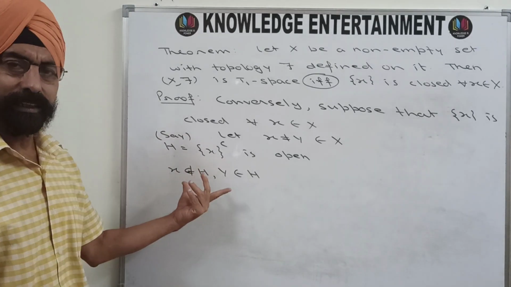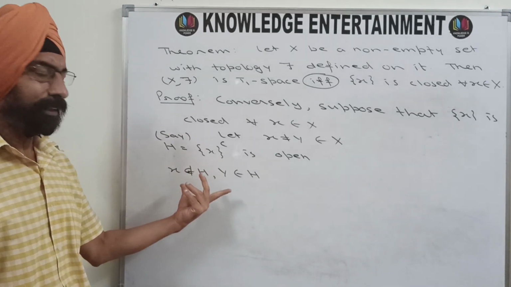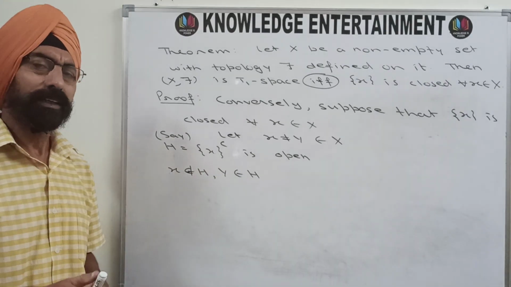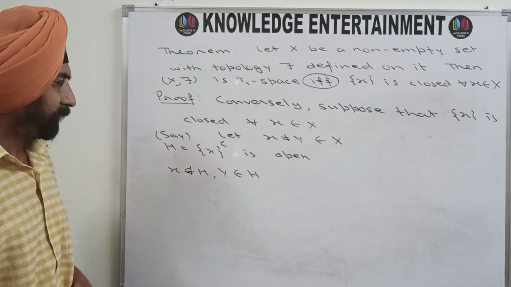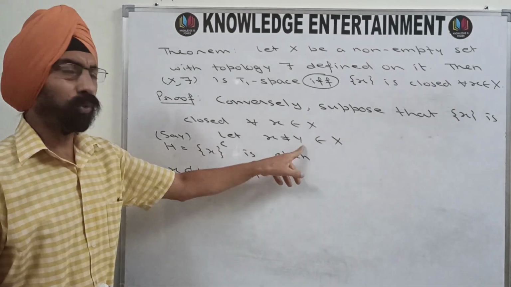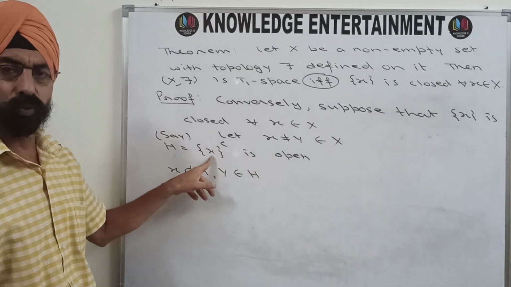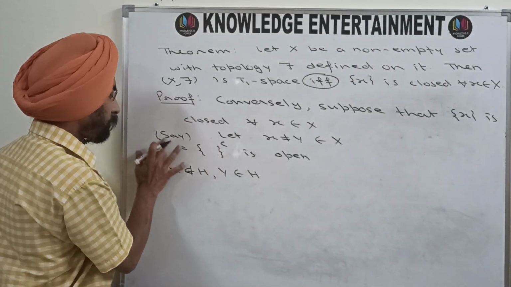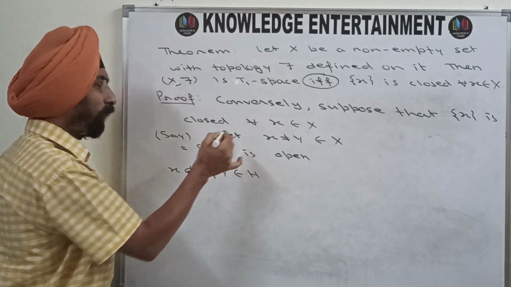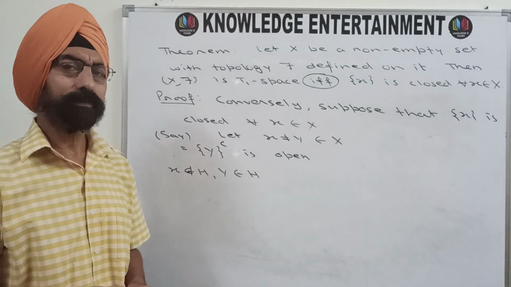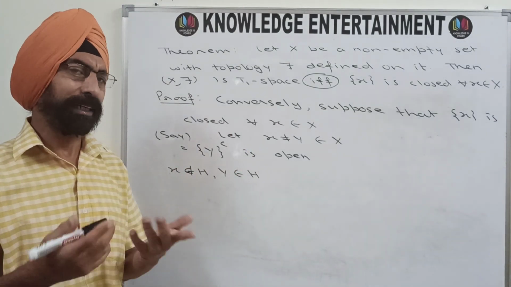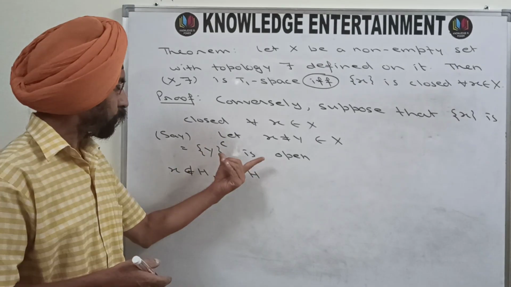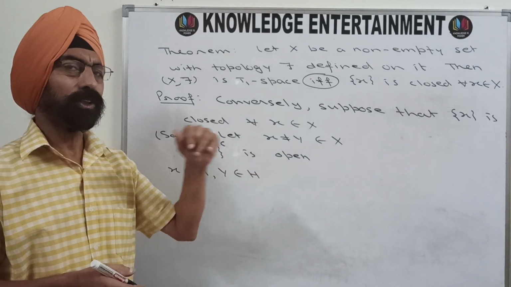So we are able to find an open set H containing Y not containing X. Now take the otherwise case, X not equal to Y. We have used X here. Now use Y. The singleton set Y complement will also be open on the same lines, because the singleton set Y is closed. So its complement will be open.